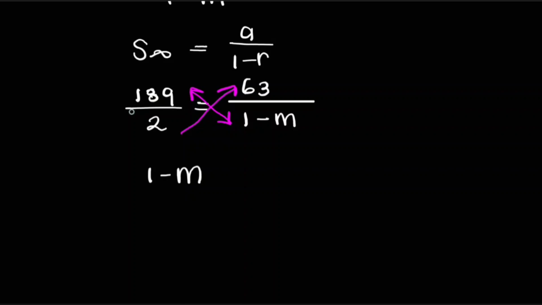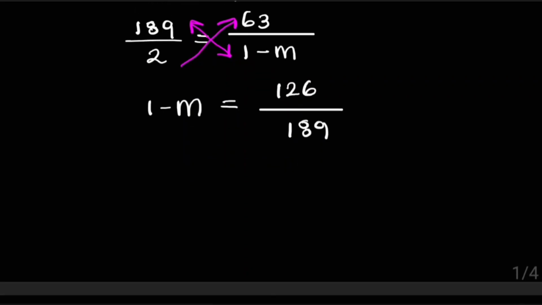Doing so here, we would have 1 minus m now in the numerator on the left, and we would have 189 in the denominator on the right. Then at the same time, we're going to take this 2 from the denominator and multiply across with 63. That gives you 126. And now to get m alone, we can take the 1 over to the right hand side, or since m is negative, let's take the m over to the right, and let's take this fraction over to the left.